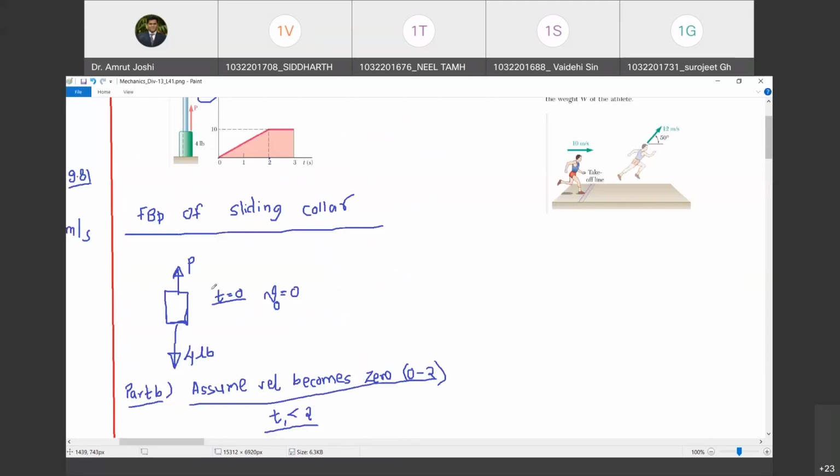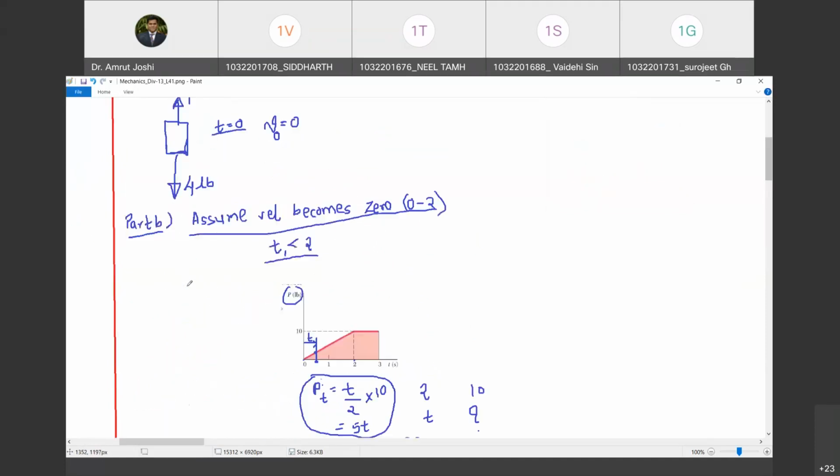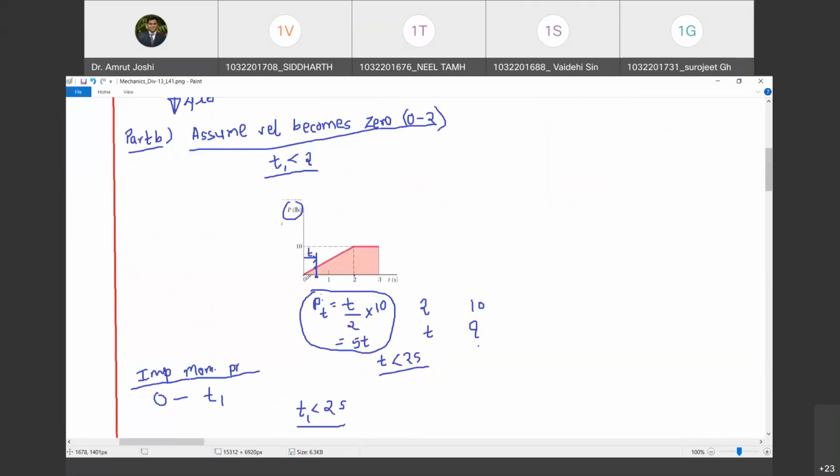Now, I want to find out the impulse of force P from time 0 to t1. So t1 will be somewhere here. Now, how do I find out the impulse of P which is varying? I will have to consider a small time step of magnitude dt. During this small time step dt, what is the value of force that is existing? Is it 5t?